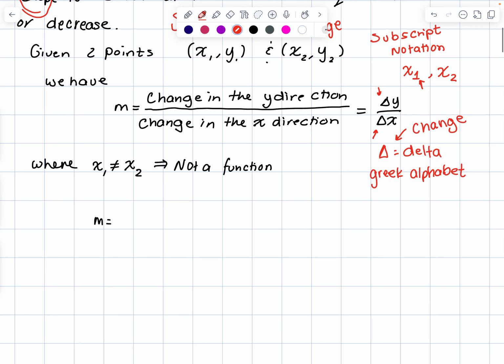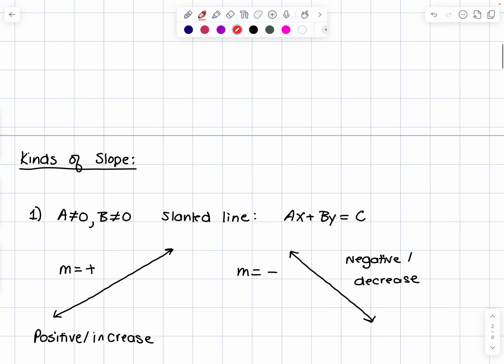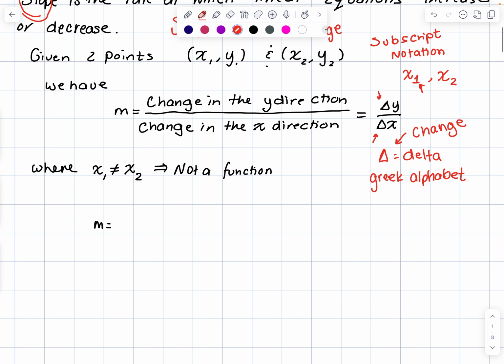And we can't have x1 equaling x2, because that'll give us a 0 in the denominator, which is an undefined value, which implies that it's not a function also. So we want to be careful with that. Now, obviously, we will also have some cases where possibly this can happen, but we'll have a specific idea of what goes on when that happens. All right, so m is going to be that delta y over delta x that we have.